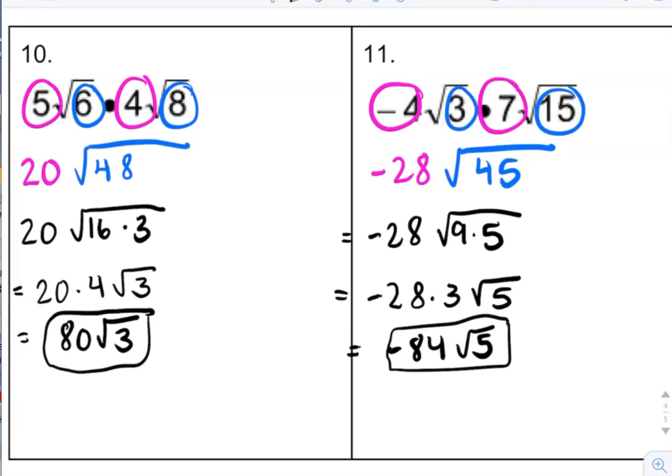All right, wrapping up this lesson, take a look at my color coding. Make sure that you multiply the outsides for number 10 to get 20. Make sure you multiply the insides of your radical to get 48. And then don't forget to simplify the radical. I can break down 48 to 16 times 3. I know 16 is a perfect square. Square root of 16 is 4. And then multiply the outsides. 20 times 4 is 80. And then keep rad 3 on the inside.